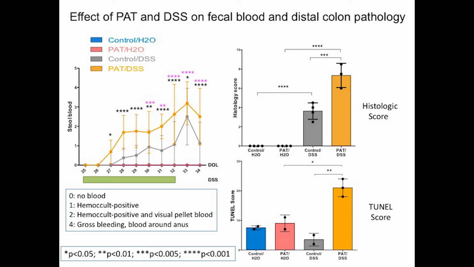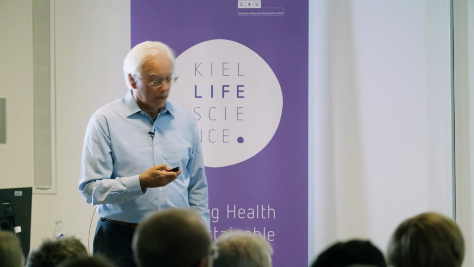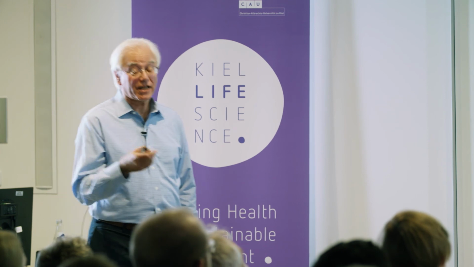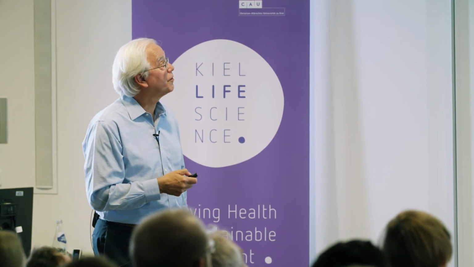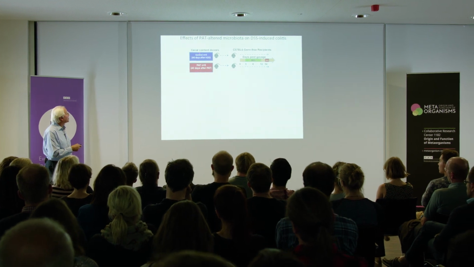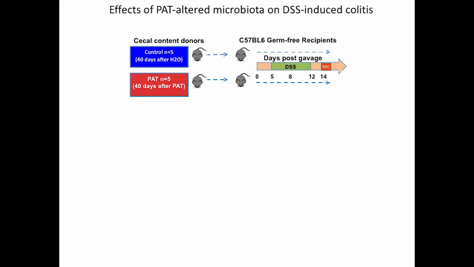Here we're looking at a proliferation score. We see it as well. So again, we ask, is this due to the antibiotic sticking around, or is it due to the altered microbiota? So we gave mice antibiotics or not. 40 days later, we sacrificed the mice that received antibiotics or not. We gave them to germ-free recipients and then gave those mice DSS.